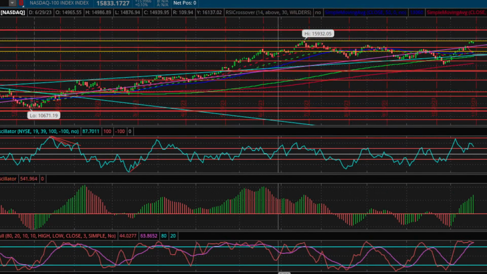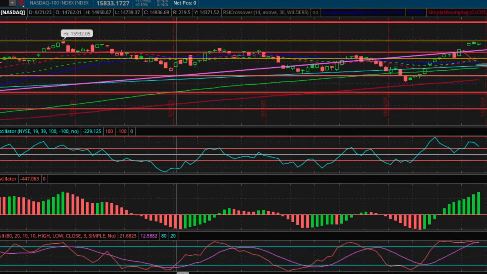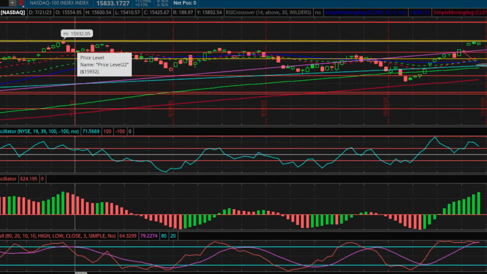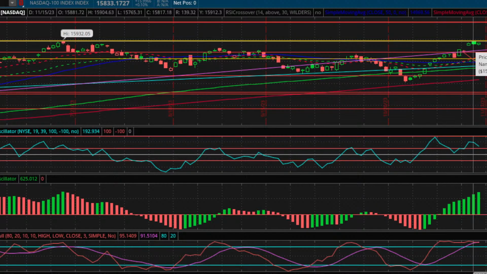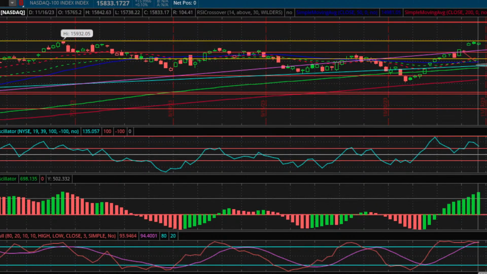As you can see, look, that yellow line right here is the high from the NASDAQ at 15932.05. And to be honest, we are very close to making a new high in the NASDAQ. And so why not? We are not even at an extended situation.